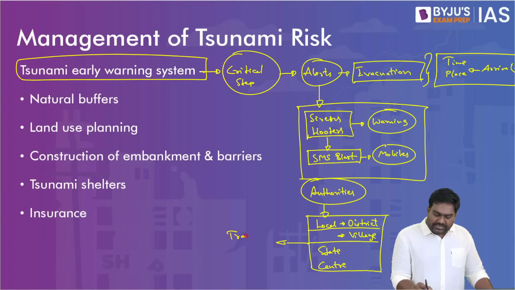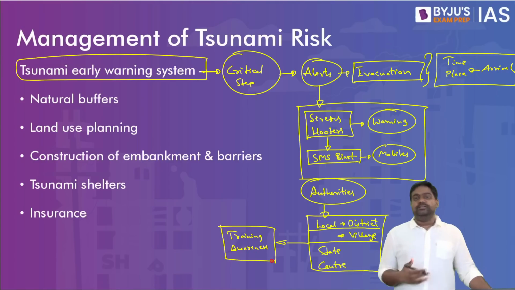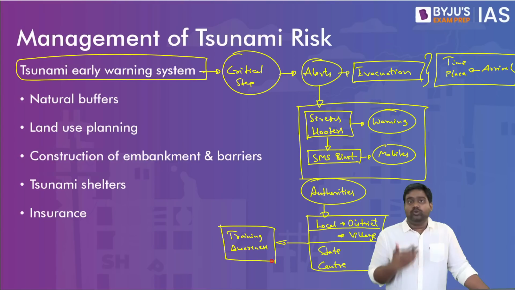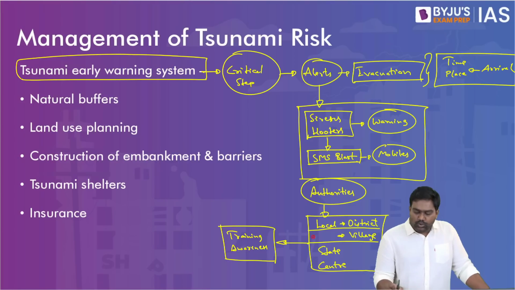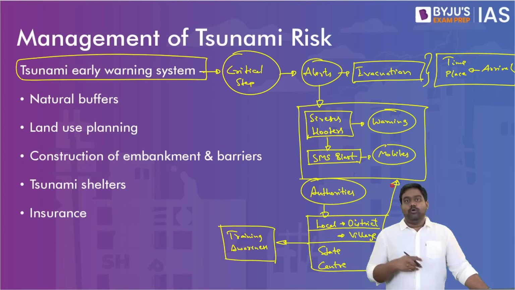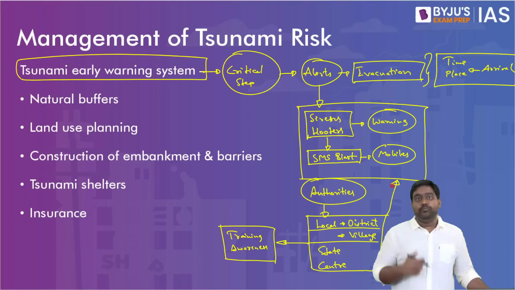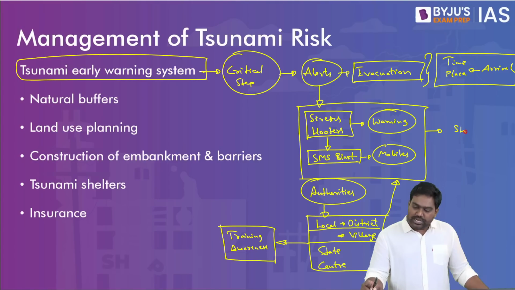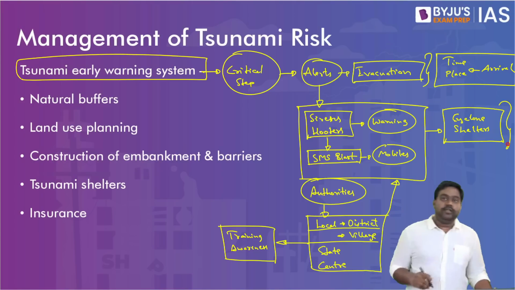And the most important step here is their training and awareness. Before the disaster happens, you should train all the concerned institutions on how to react, how to respond. Once the alert goes off, they should know how to mobilize the people, how to encourage them, push them away from the coastline and take them into the shelters, which are essentially the cyclone shelters which we have already built along the east coast of India.